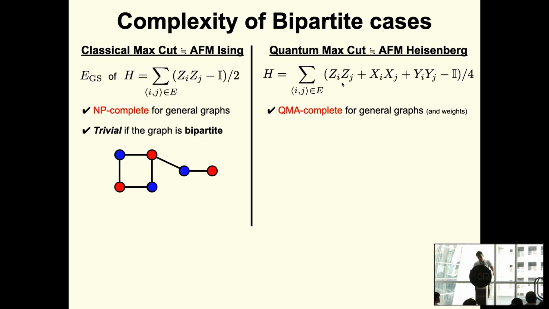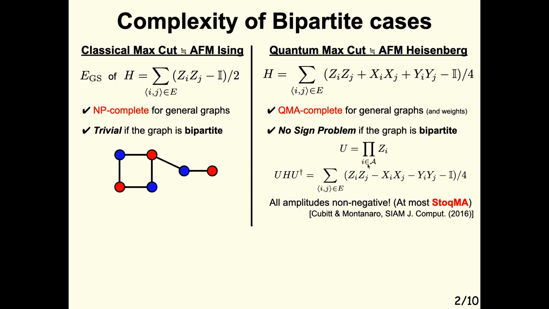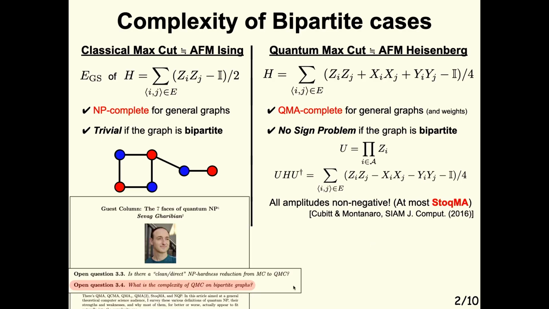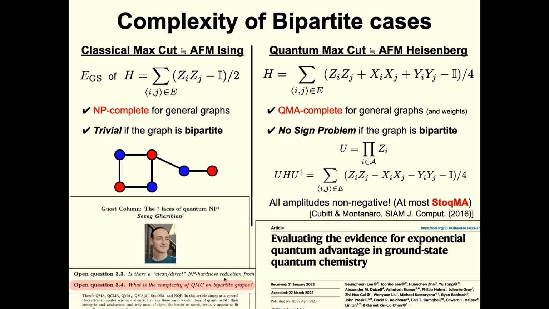Now, in the quantum case, again, for general graphs, we know that it is QMA-complete. But if we restrict ourselves to bipartite graphs, then there always exists a unitary transformation, a change of basis, that turns this Hamiltonian into a stochastic Hamiltonian, and therefore you don't have the sign problem. Therefore, it cannot be QMA-complete; it's contained in StoqMA. So a natural question people are asking is, what is the complexity of quantum max-cut on bipartite graphs?